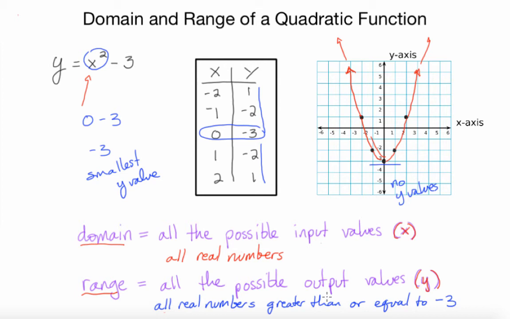All right, so that's a more interesting case of a graph, a function. The domain is all real numbers, but my range has a limit. My range is only all real numbers greater than or equal to -3.